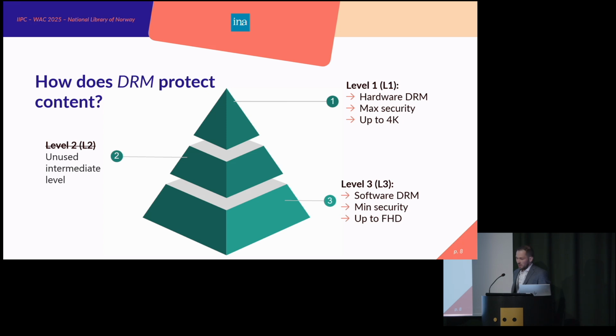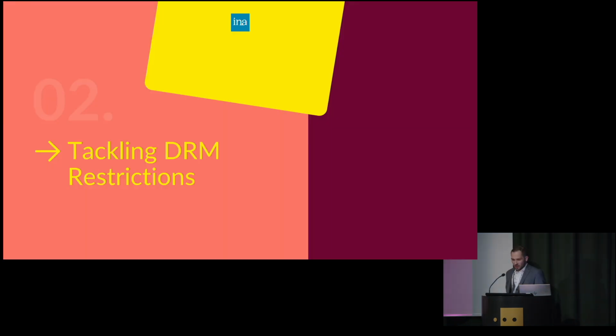So, DRM protection varies by level. Level 1, L1, represents hardware DRM, with maximum security supporting up to 4K resolution. Level 3, L3, represents software DRM with minimum security supporting up to Full HD resolution. Understanding these levels is crucial for developing effective capture strategies. This led us to the question of how we can effectively handle the different levels of DRM restriction to ensure successful capture and preservation.